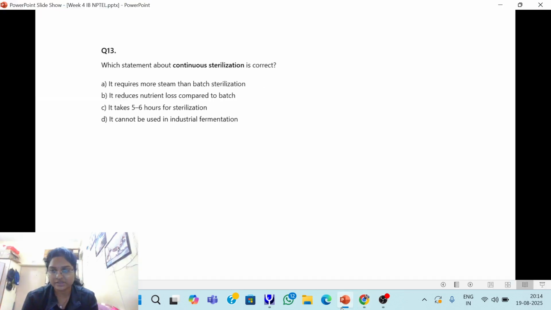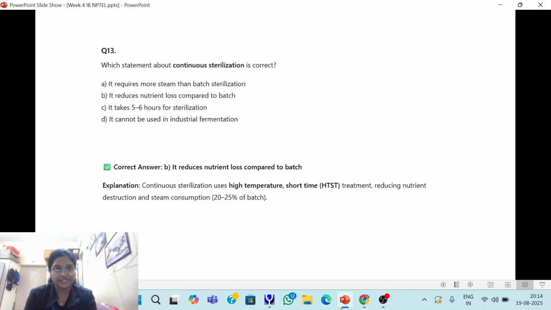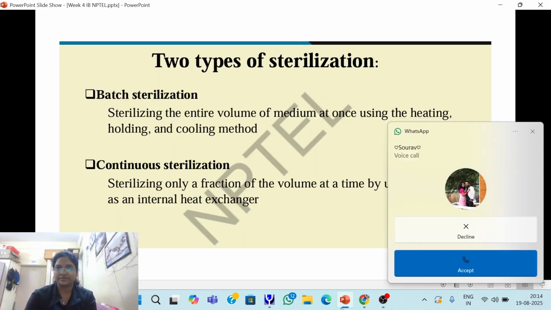Okay, let's see what is the correct answer. It is B. It reduces nutrient loss compared to batch. So the continuous sterilization uses high temperature, short time treatment, reducing nutrient destruction and steam consumption, that is 20 to 25% of the batch. So B is it reduces nutrient loss compared to the batch. That is why it is the correct answer.